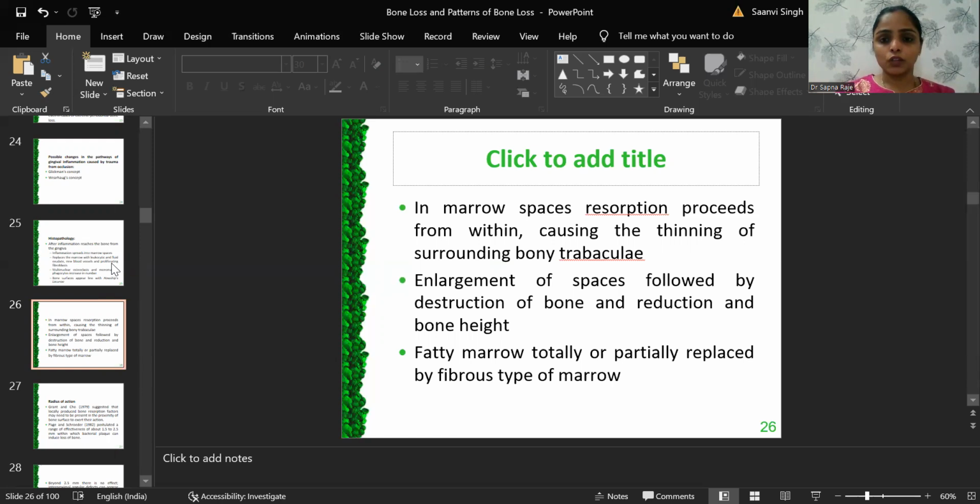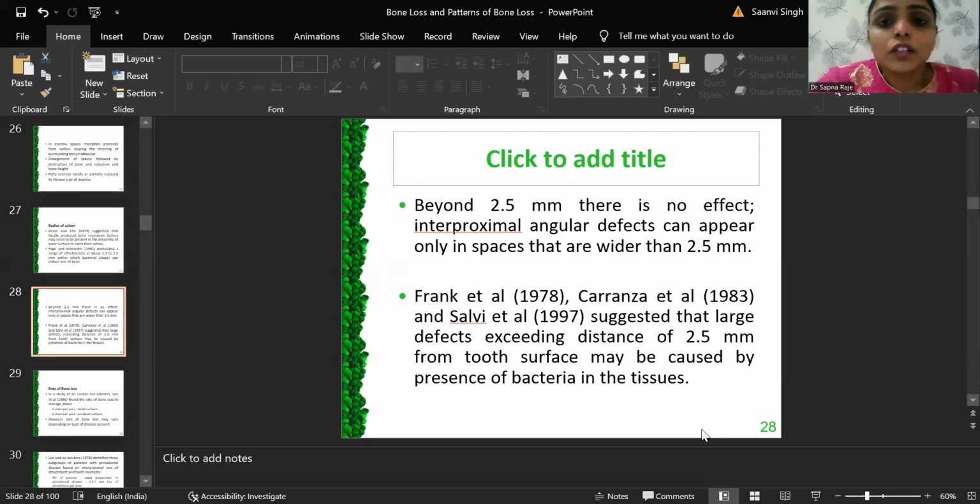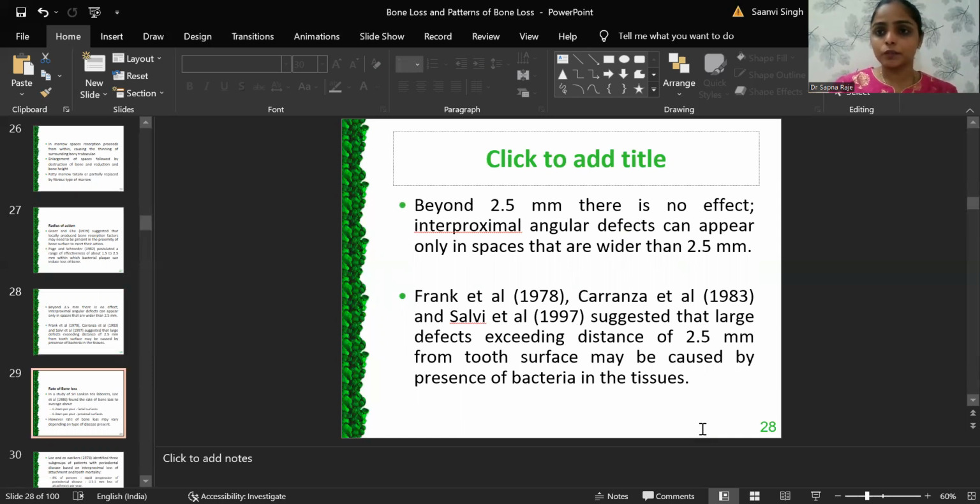Then fatty marrow is totally or partially replaced by fibrous type of marrow. The radius of action is 1.5 to 2.5 millimeters. Beyond 2.5 millimeters, there is no effect. Interproximal angular defects occur only in spaces that are wider than 2.5 millimeters. Carranza et al. have suggested that large defects exceeding a distance of 2.5 millimeters from the tooth surface may be caused by the presence of bacteria in the tissues. So that should be kept in mind.